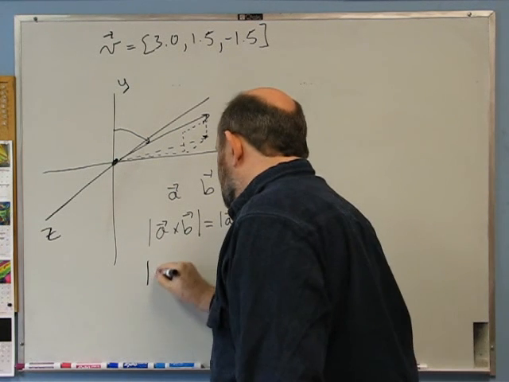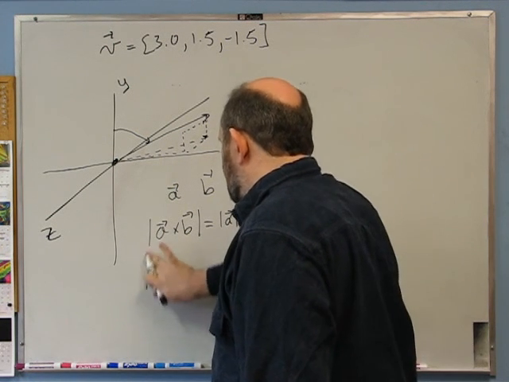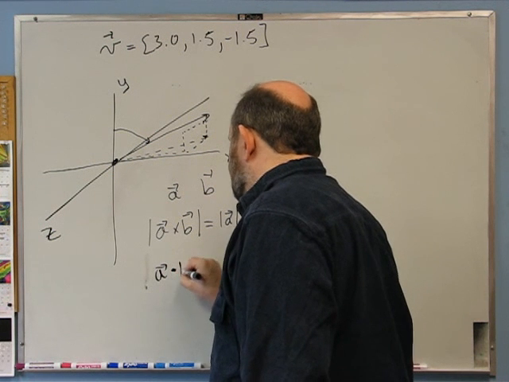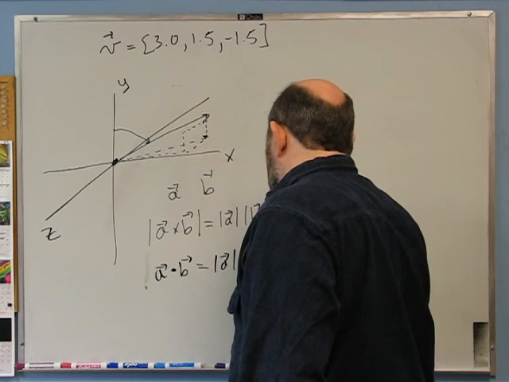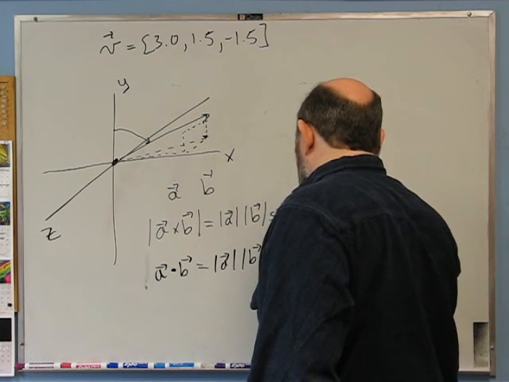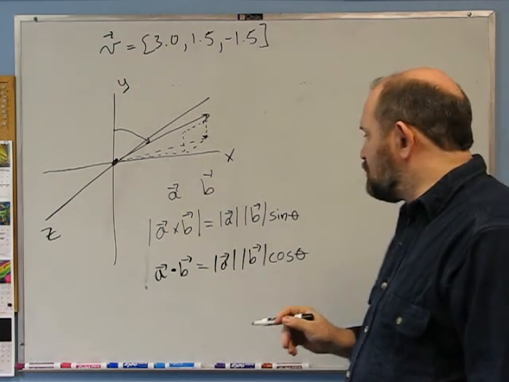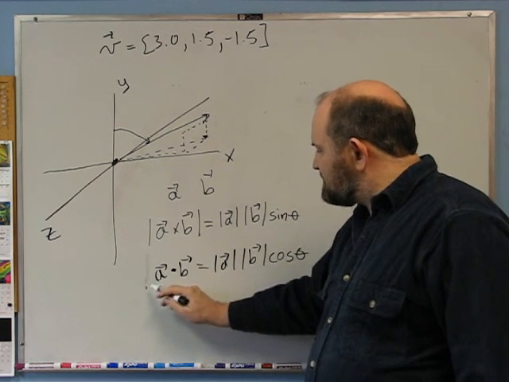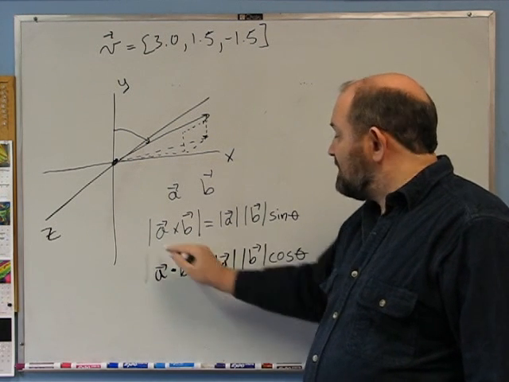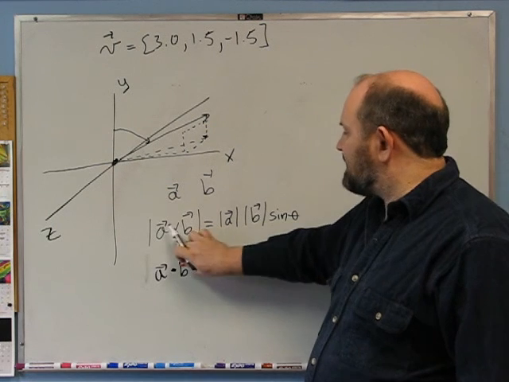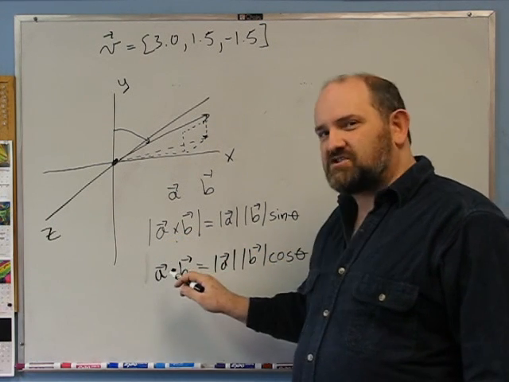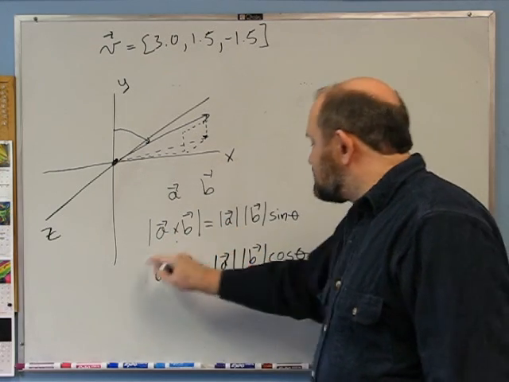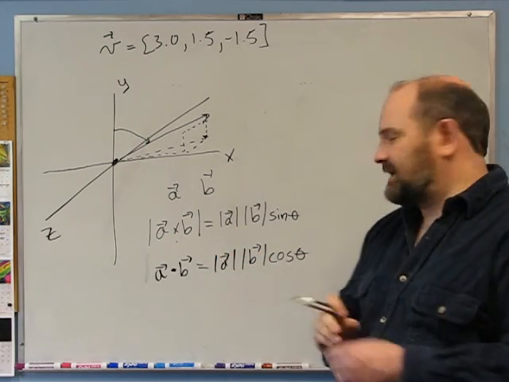There's actually an easier thing to do, and that is the dot product. A dot B is equal to the magnitude of A times the magnitude of B times cosine theta. Why is this easier? Two reasons. One, the dot product just gives me a scalar already, whereas with the cross product I would calculate the vector and then have to take the magnitude of it. So there's an extra step. Second, the dot product is just easier to do than the cross product. So let's use this one, but how is that going to help us?